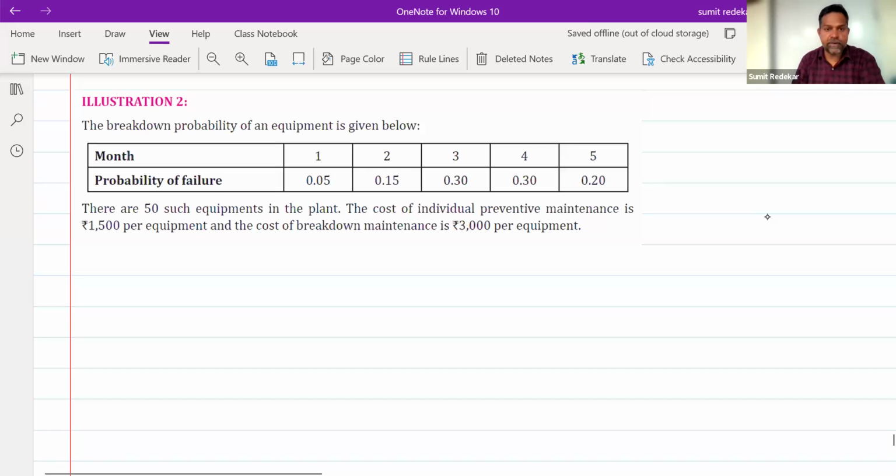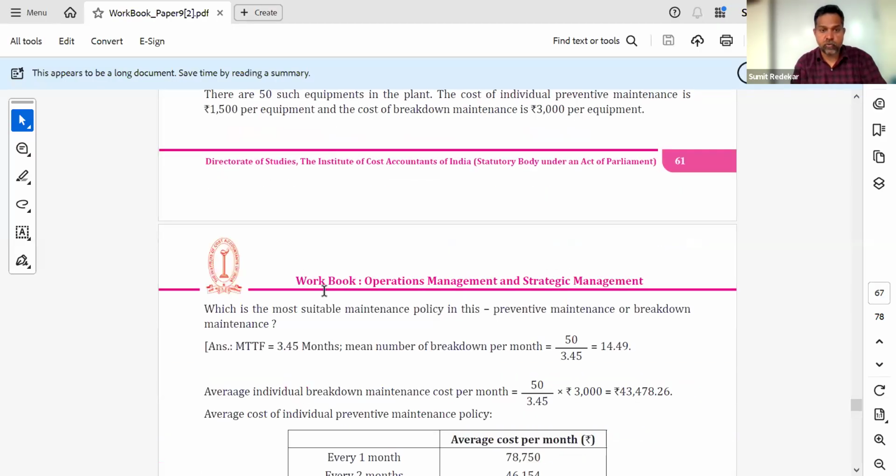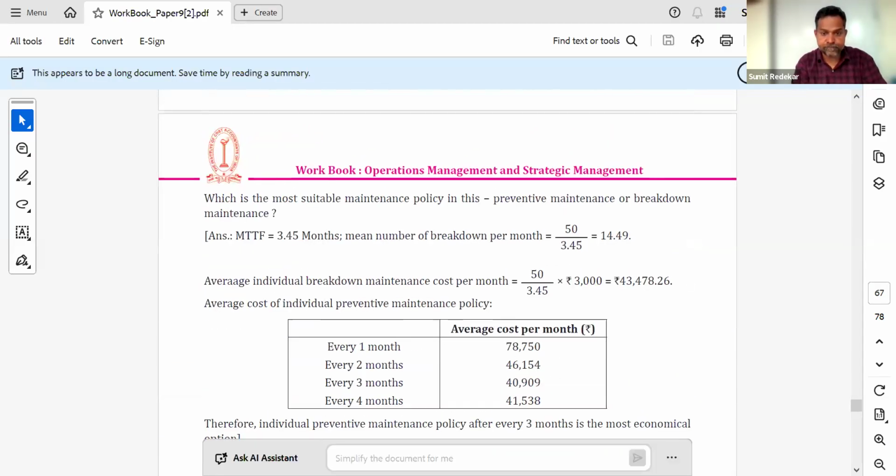The breakdown probability of an equipment is given below. Month 1, 2, 3, 4, 5, probability of failure 5%, 15%, 30%, 30%, and 20%. There are 50 such equipments in the plant. The cost of individual preventive maintenance is 150 per equipment, and the cost of breakdown is 3,000 per equipment. What do you want from me?